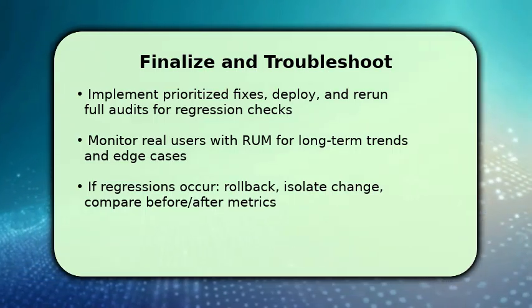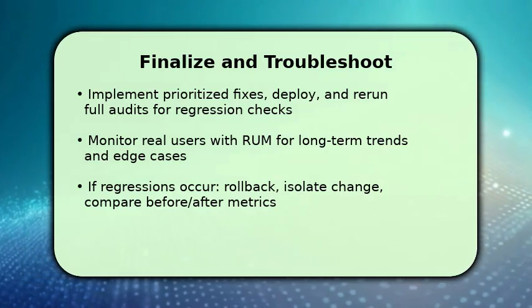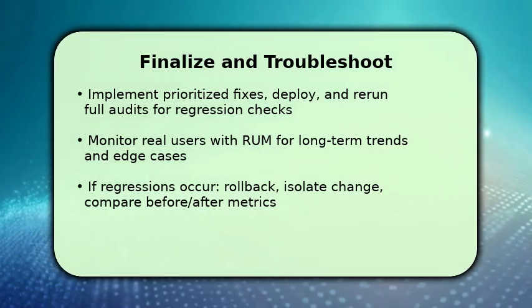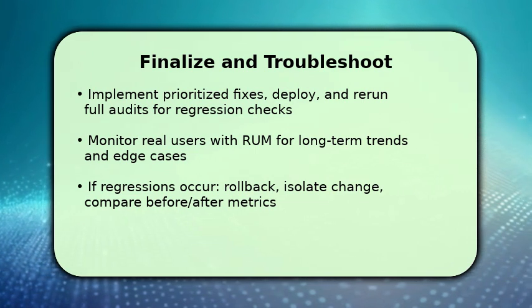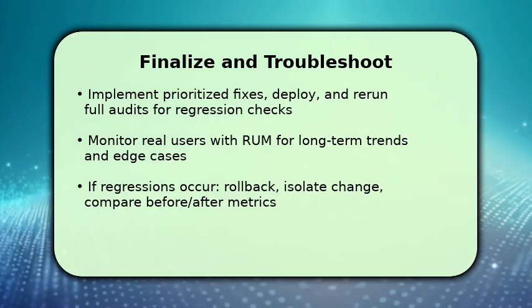If a regression or unexpected slowdown appears, roll back the recent change, isolate the offending commit or resource, and compare before and after metrics to pinpoint the cause. Finally, iterate until metrics meet your target thresholds.